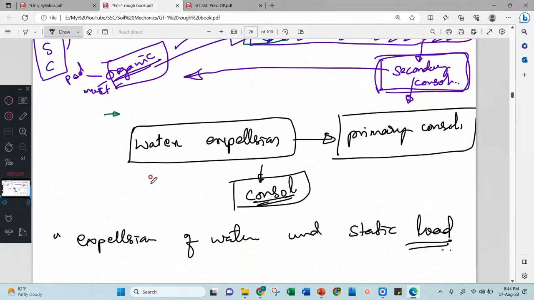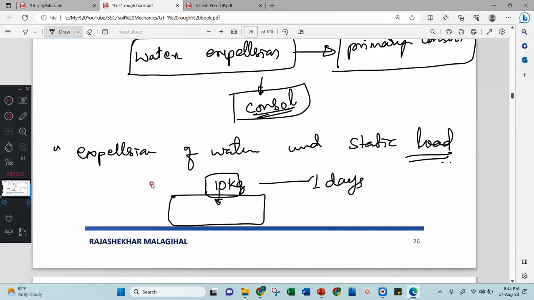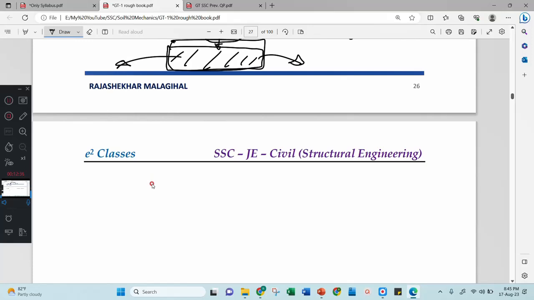Static load means, with respect to time, this load is not changing. Let us consider you put a 10 kg stone on the soil, and the soil is just experiencing the 10 kg. After one day, with the same load, if you come back and see, the soil will be compressed. What happened in the soil? Then water inside will be escaped or expelled. This example you will see when you make Shrikhand.